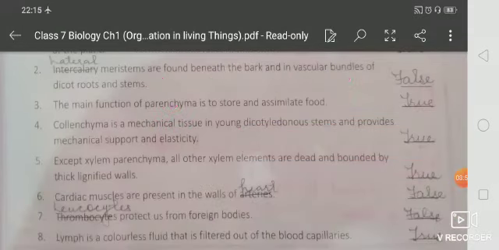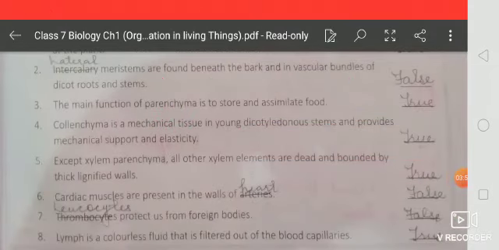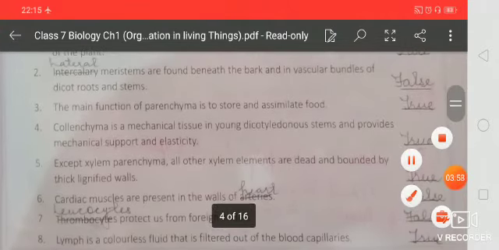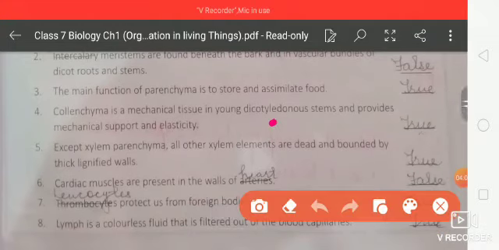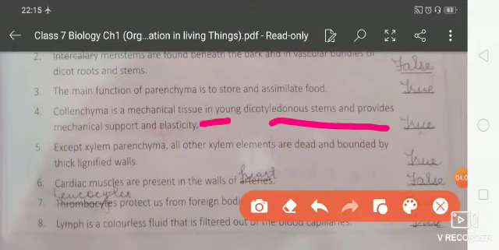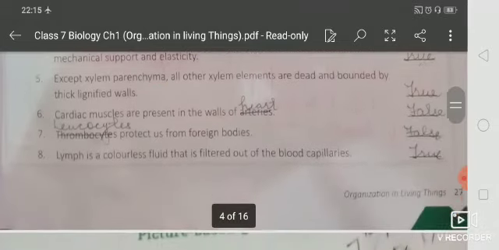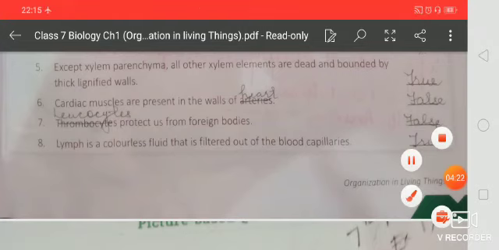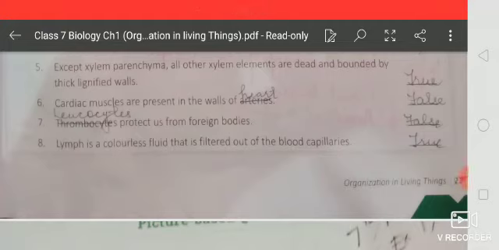Next, the main function of parenchyma is to store and assimilate food, and collenchyma is a mechanical tissue in young dicotyledonous stems and provides mechanical support and elasticity. This one is also true. Except xylem parenchyma, all the other xylem elements are dead and bounded by thick lignified walls. It is also true, and cardiac muscles are present in the wall of the heart. It is also true. Now, leukocytes protect us from foreign bodies, it is false.